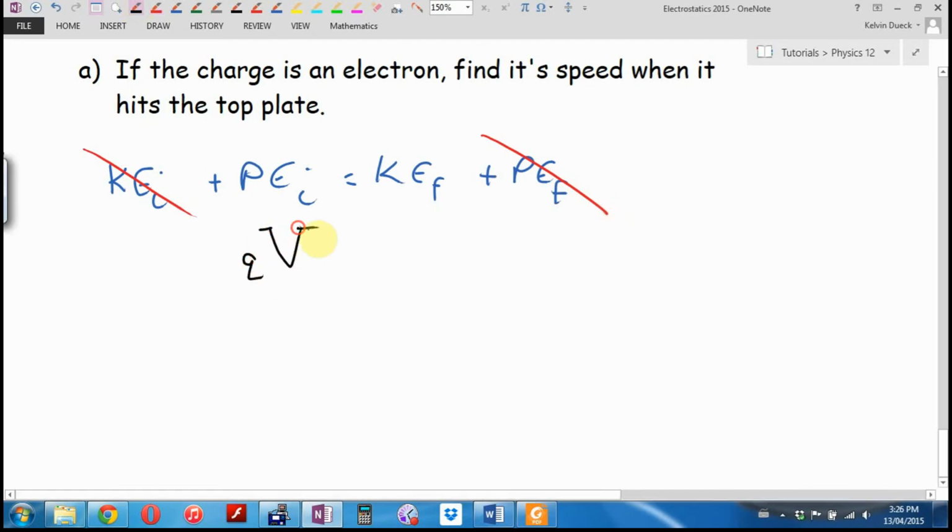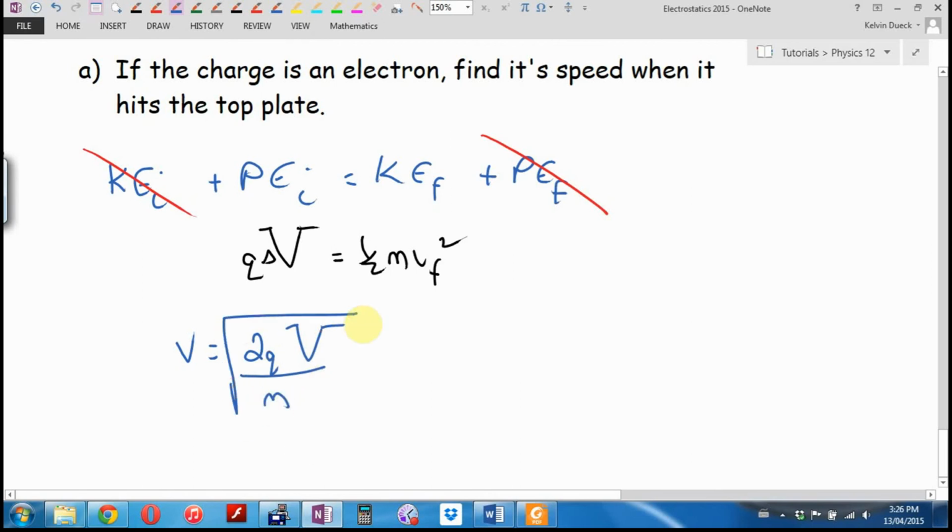QV equals a half mv squared. So v equals the square root of 2qV over m. Are we inside a square root? I want a positive inside the square root. Yeah, I know the charge is negative, but again, there's a voltage. Anyways, just put positives in here.